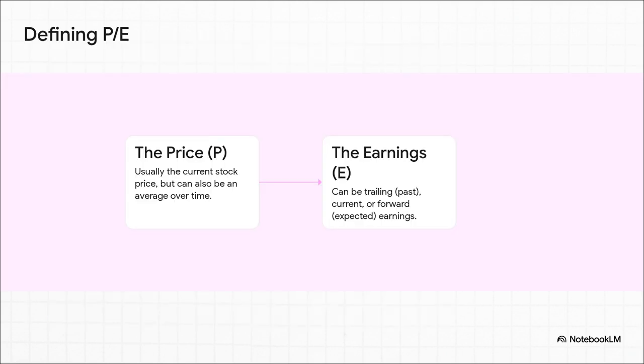But, and this is a big but, here's where things get a little slippery. The P and the E aren't always what they seem. Is the price today's closing price, or maybe an average? And the earnings? Oh, that's even more complicated. Are we talking about the earnings from the last year, or what analysts think the company's going to earn next year? Depending on what you choose, you can get very different PE ratios for the very same company.